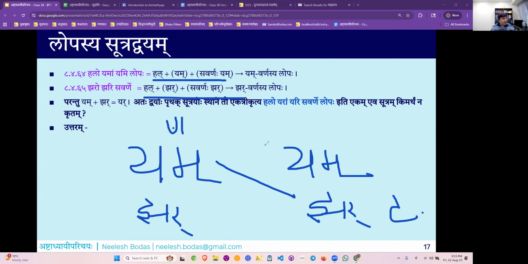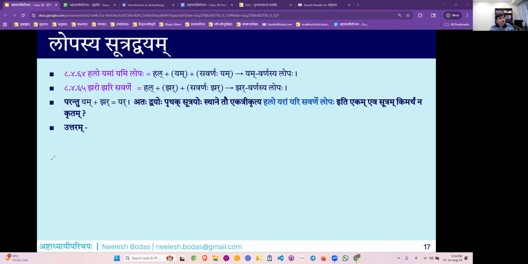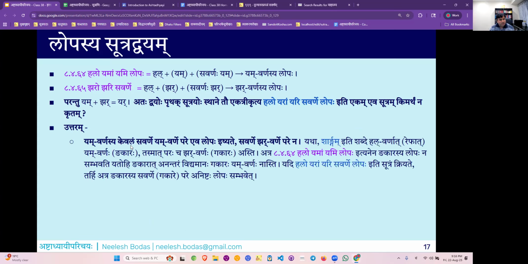Therefore, if you combine yama and jhara together to form a yara, and you still retain the condition of savarne, savarne lopaha, then nakara and takara might be treated as savarna, and then na might be removed in presence of ta, which is not what we want. We only want yama to be removed by yama and jhara to be removed by jhara, not a cross connection. So yam varnasya kevalam savarne yam varne pare eva lopaha ishyate, savarne jhar varne pare na.